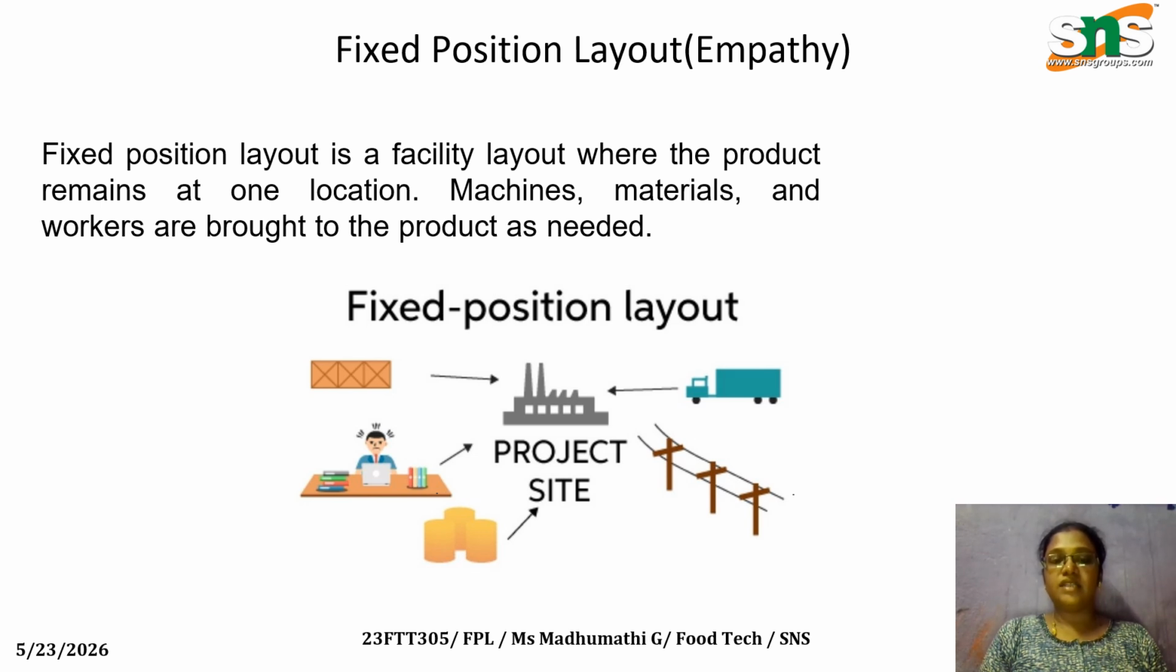In this diagram, we can clearly understand the fixed position layout. In the middle, we have a site where the project is being conducted. To this site, all the raw materials, the workers and the other things needed for production are brought to one particular place. So we call this a fixed position layout.